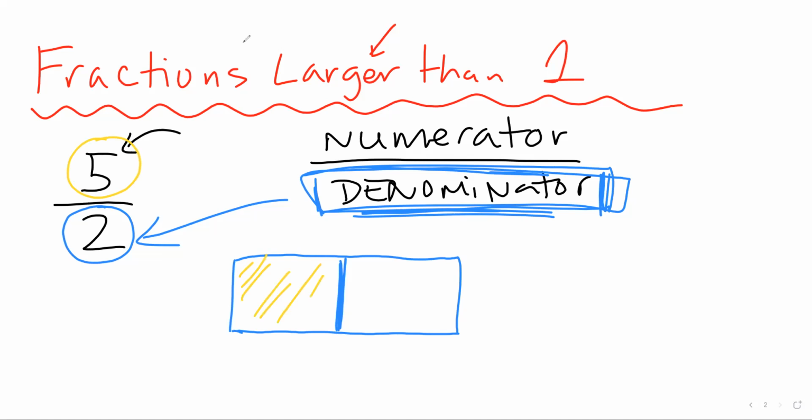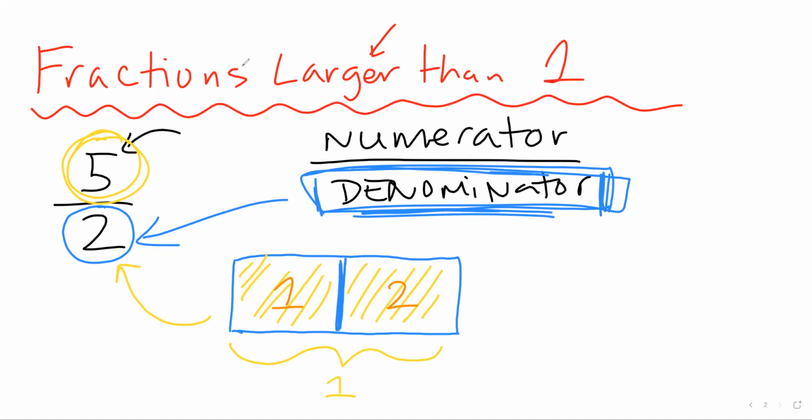So here's 1, 2. Wait, what? 2. Wait, I've only done 2. So then you start thinking, oh, how can I shade in 5 pieces if I actually only have 2 to shade in? Well, that's why this is larger than 1. Because remember, this model represents the number 1. And that number 1 is cut into 2 pieces. But we actually need 5 of these pieces. Right now, I only have 2 of them. I only have 1, 2 pieces, and I need 5.